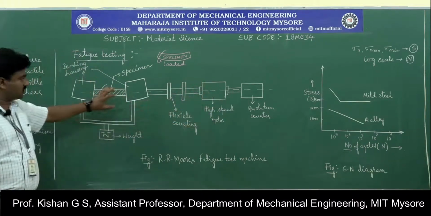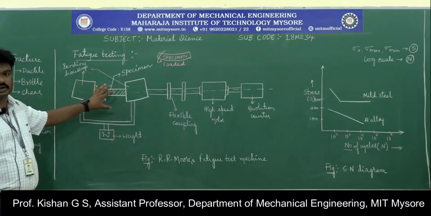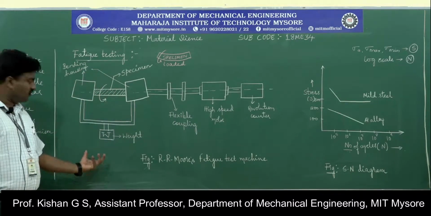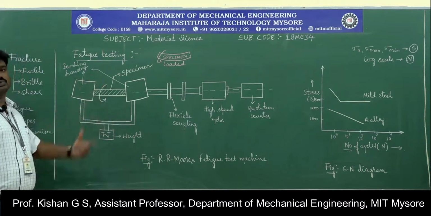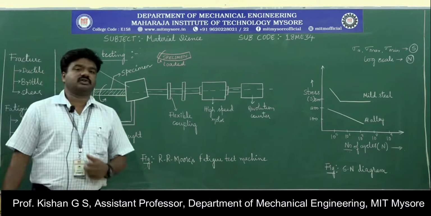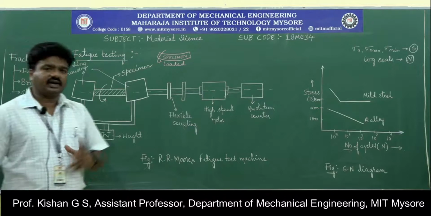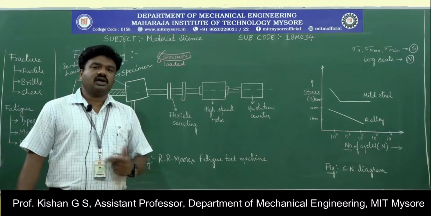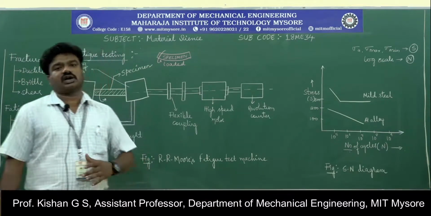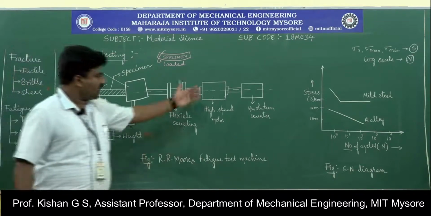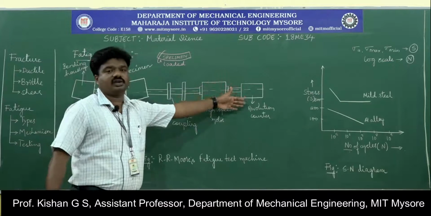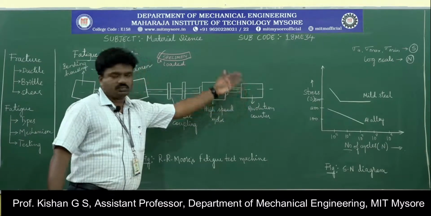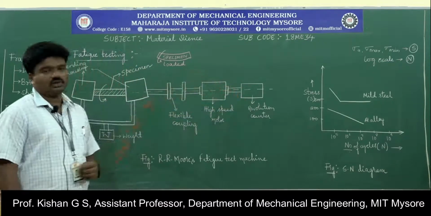Once the specimen is rotated along a particular direction, with the additional weight added at the bottom here, the uppermost and bottommost fibers of the material will be subjected to compressive and tensile stress, and it is fluctuating or alternating, because the specimen is continuously rotated by the high speed motor. The number of cycles that leads to the failure of the material is taken from the revolution counter.